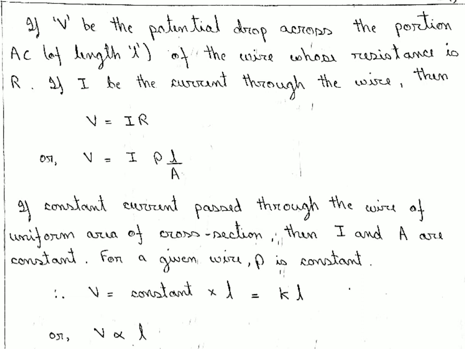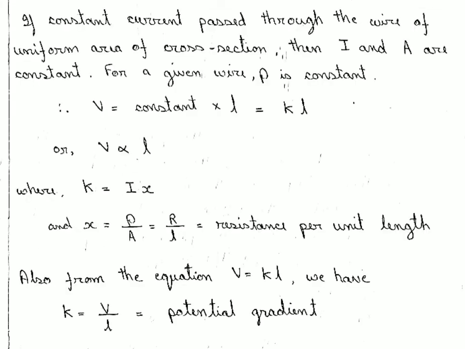So here I, rho and A are constant, hence your V is directly proportional to L. And this constant is denoted by K, and this K is actually equal to I into X. And this X, from the formula itself, you will get X to be equal to rho by A, and from the definition of resistance and resistivity, rho by A is equal to R by L, which is the resistance per unit length. So K is equal to Ix, and X is the resistance per unit length.